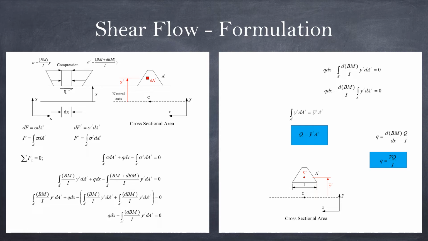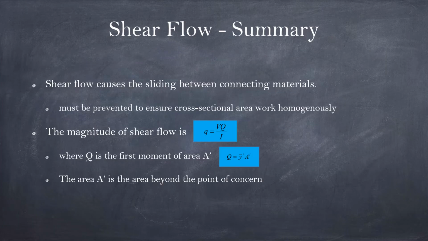q equal to VQ over I, right? I is the same I that we used before, the area moment of inertia, which is the total area, not A prime, the total area A, right? So let's summarize a bit.